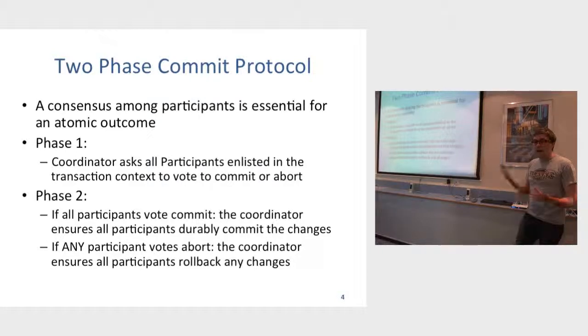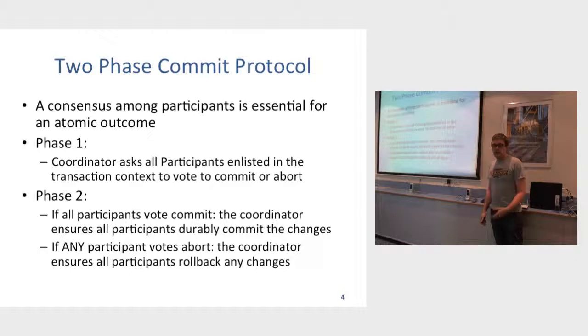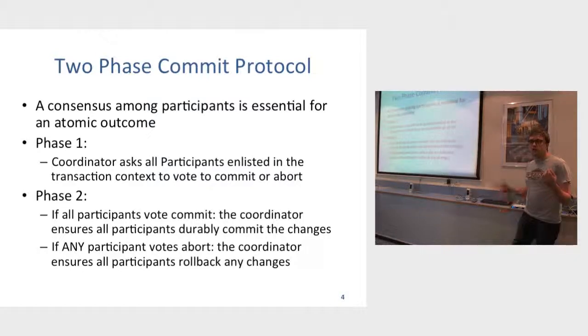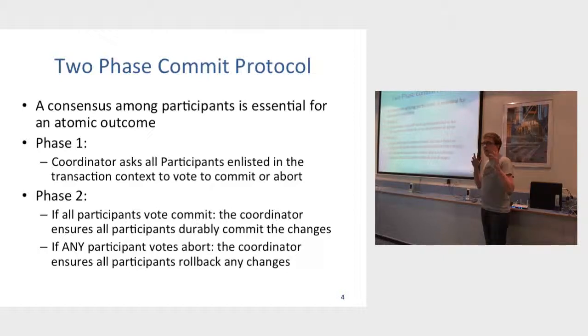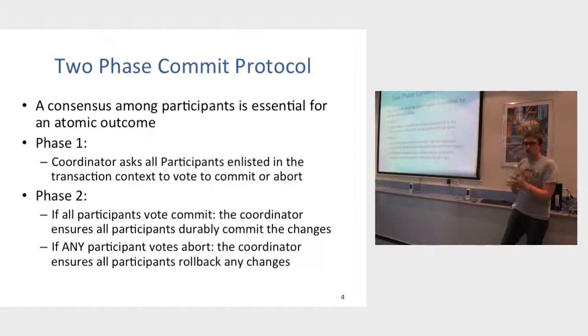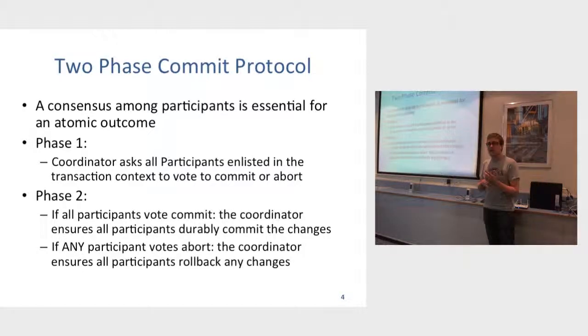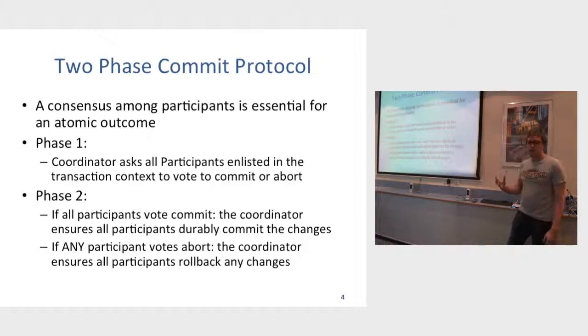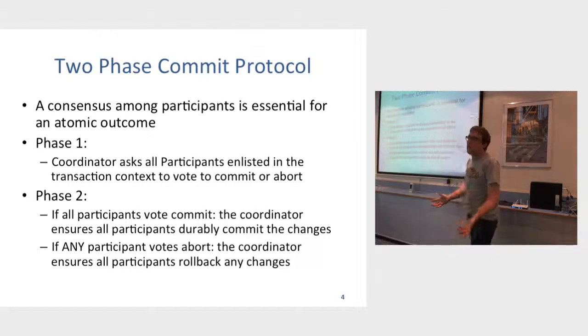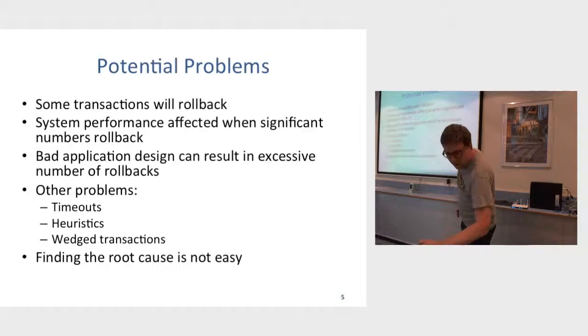As the name suggests, it takes place in two phases. In the first phase, the coordinator will ask all the participants that are enlisted within this transaction context to either vote to commit or abort, so whether they can make these changes or not. In phase two, the coordinator will enforce this decision and make sure it takes place. If all the participants vote to commit, the coordinator ensures that all the participants durably commit these changes. If a single one of the participants votes abort, the coordinator will make sure the whole transaction rolls back. It does cover a lot more, and that's a very sparse view of the two-phase commit protocol, but that should be enough to follow where I'm going.